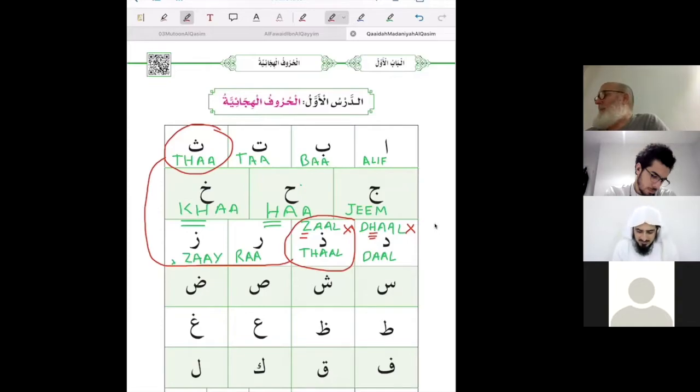Zal. Okay, look, Sheikh, where we wrote on the top, we don't want Z. We don't want Zal. No, we want Dhal. Not Zal. No Z. Dhal. Look, when you say Z, your tongue is still at the back. You want to bring it to the front.